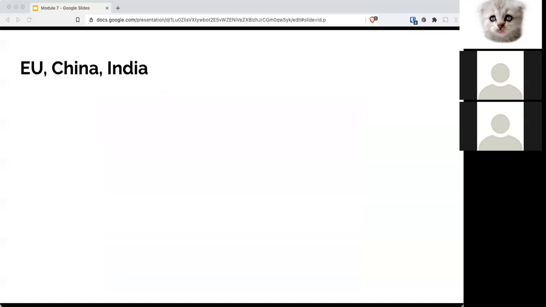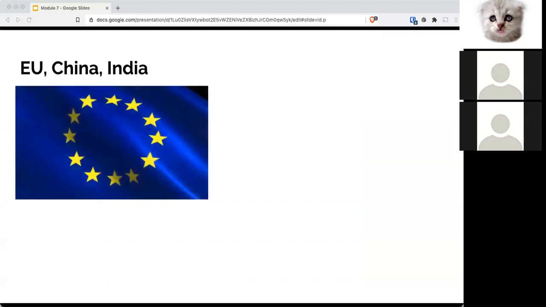And then a quick look at the EU, China, and India. The legal system in Europe is based on Roman law of people, property, and acquiring property. The EU has 27 countries in the dual legal system. Each country has its own laws, and then the EU law.